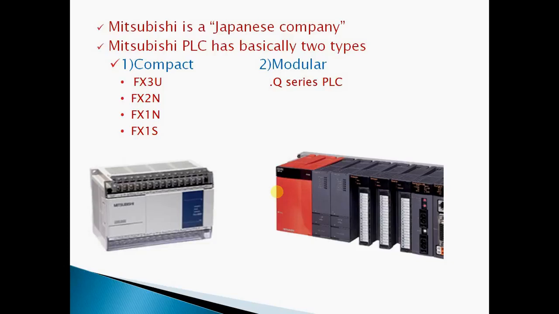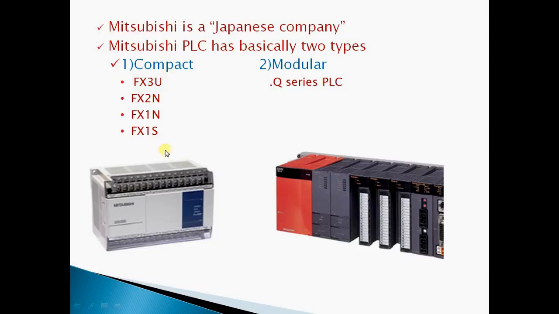Now Mitsubishi is a Japanese company, and Mitsubishi PLC has basically two types: the first one is compact type and the second one is modular. In compact type we have FX3U, FX2N, FX1N and FX1S. In modular type we have the Q series PLC, and this is a picture of a Q series PLC, and this is a picture of a compact type PLC.